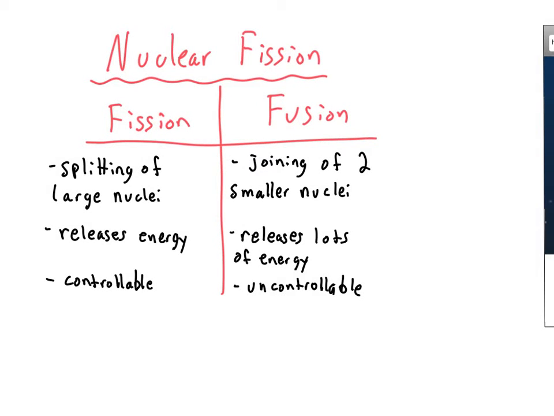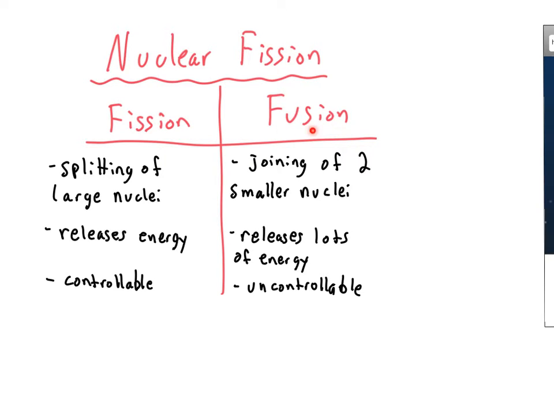Hello Science 30s. In this video we're going to be talking about nuclear fission. So in fission, guys, what we see is the splitting of large nuclei into smaller nuclei. It's going to release energy and it is controllable. So these are the types of nuclear reactions that happen at nuclear power plants.